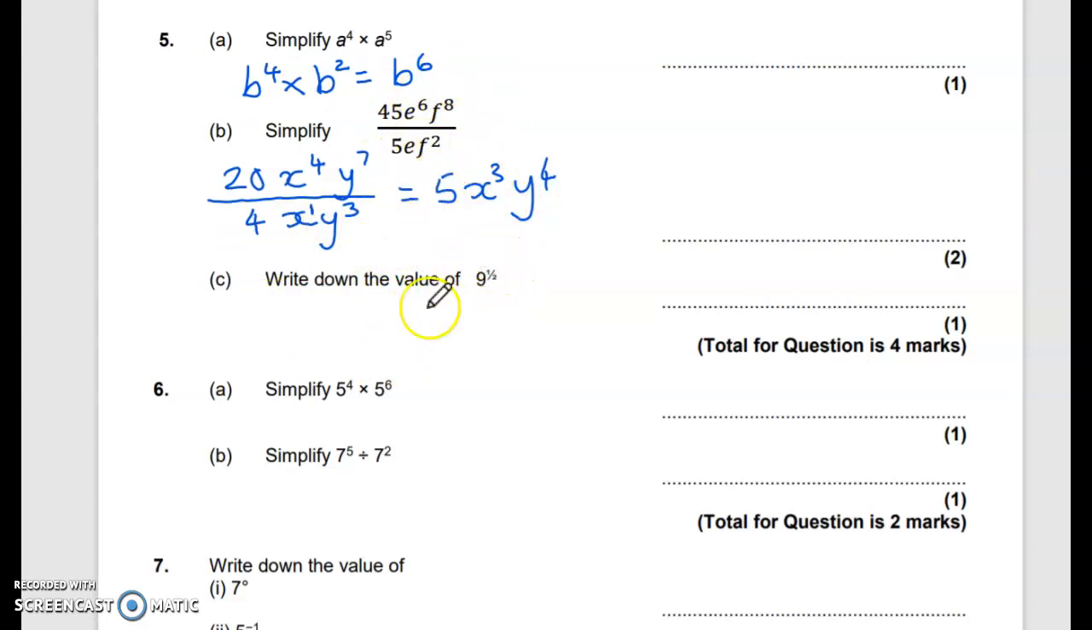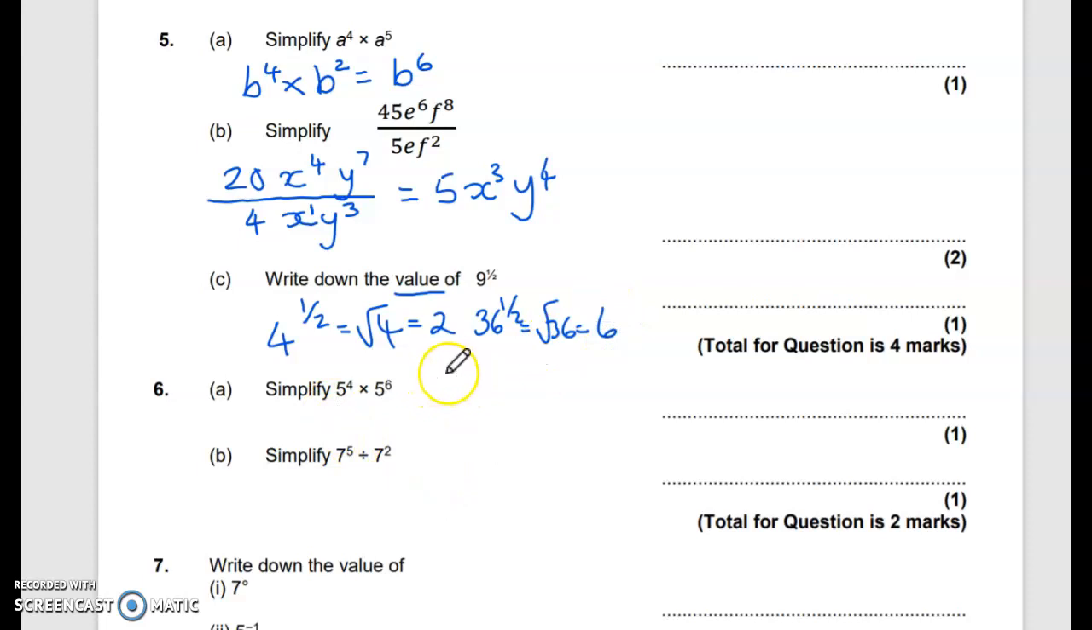Now we have a fractional power here. A fractional power is another way of doing a root. So if we're working out the value of 4 to the power of a half, it means the square root of 4. So it's going back to your square numbers again. The square root of 4 is 2. Same way, if we had 36 to the power of half, it would mean what is the square root of 36, which is 6, because 6 times 6 is 36.